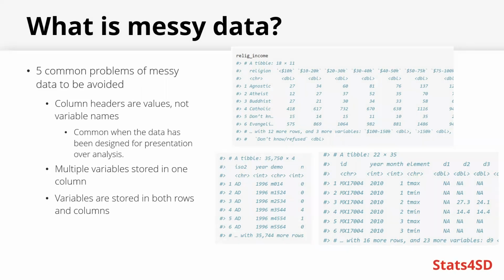For the third type of problem with messy data that we have on this slide, we have this issue where variables end up getting stored in both columns and rows. And this is what we're seeing in the bottom right piece of data. What we have here is, in this one particular area over time, we are recording the maximum and minimum temperatures.